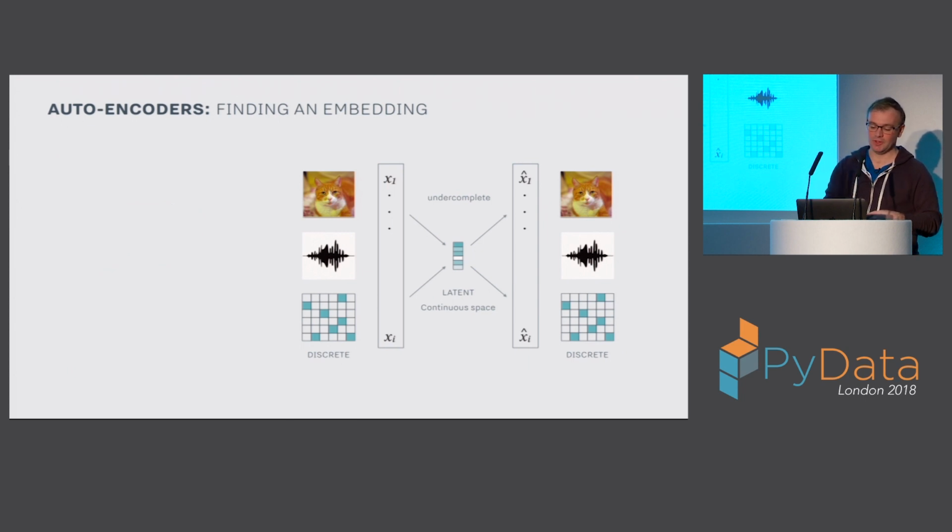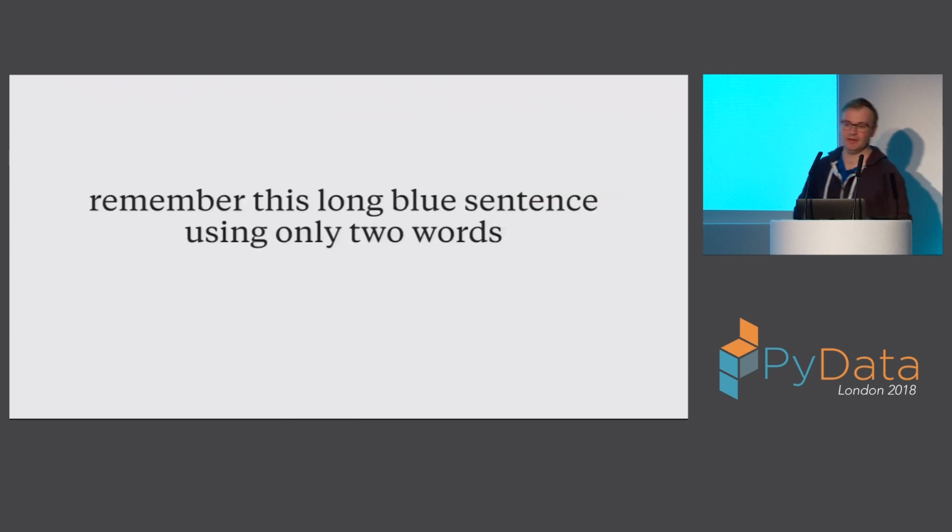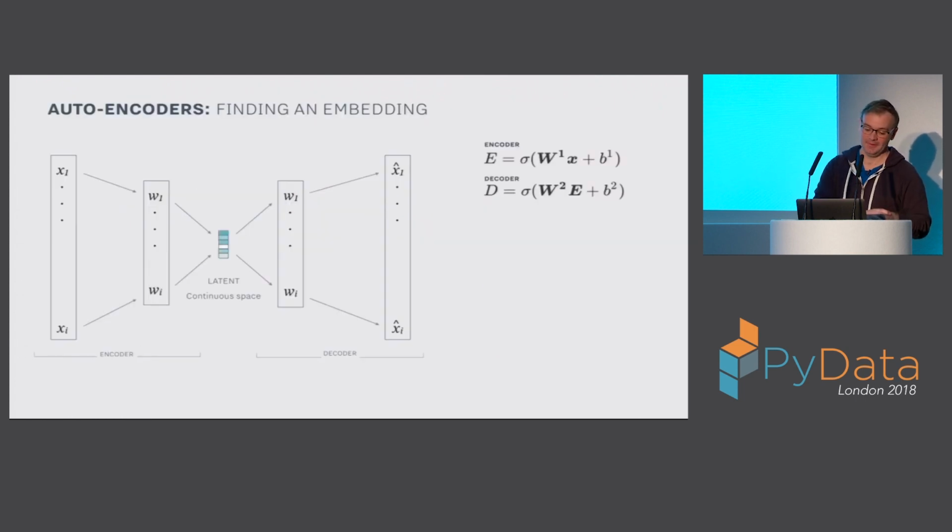A simple intuition for this is, if I asked you to remember that sentence and just choose 2 words to remember it, you'd probably think of something like blue and sentence, or I don't know what you'd choose, but that's the idea. You're compressing the space, right? You only have 2 words.